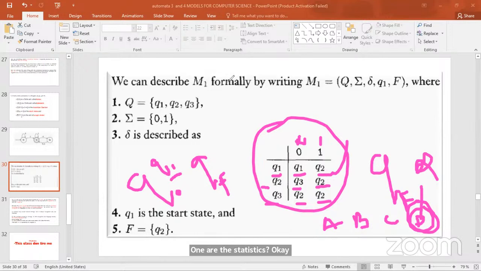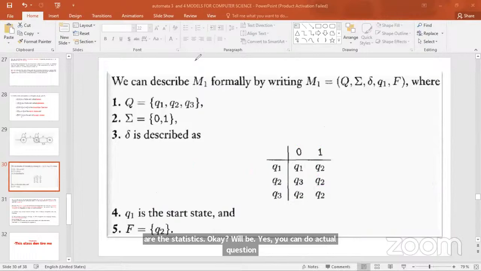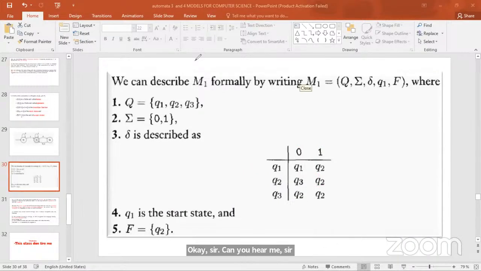Someone raised up a hand. Yes, you can ask your question. You can remove your headphones. Can you hear me, sir? Yes, please. Is it possible for all the states to be accept states? That was what I said. That's why I typed that and said then it's not really solving anything. If all the states are accept states, exactly, you can have all the states be accept states. Thank you, sir. All right.